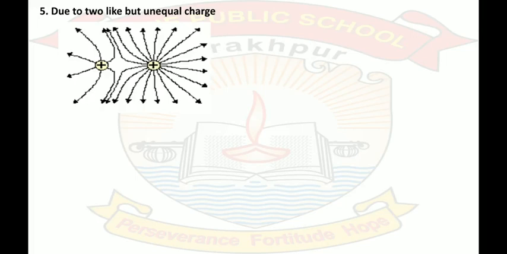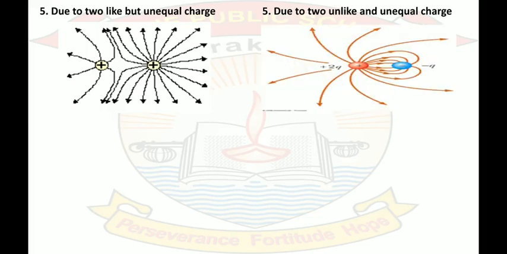Same goes with when two charges are unlike, meaning they are of opposite type and they are unequal. The configuration will be like this. Obviously from here we can say that the positive charge is of greater magnitude and the negative charge is of smaller magnitude. For help I have written +2q here and -q over here. The ratio of magnitude of charges is 2:1.